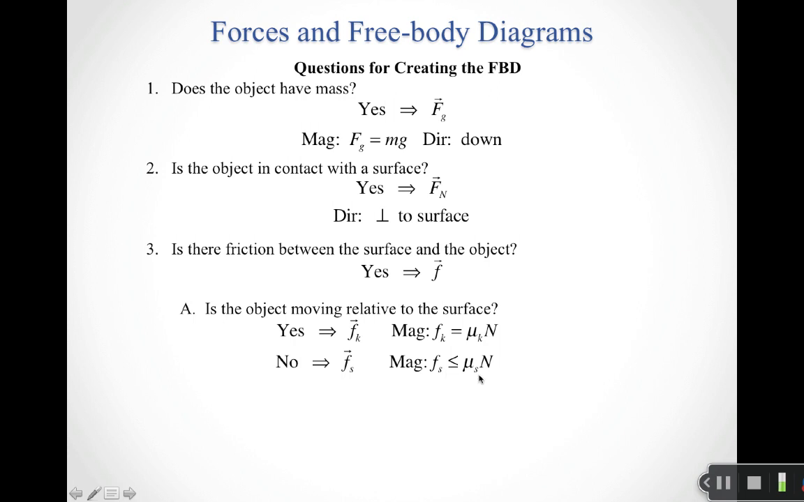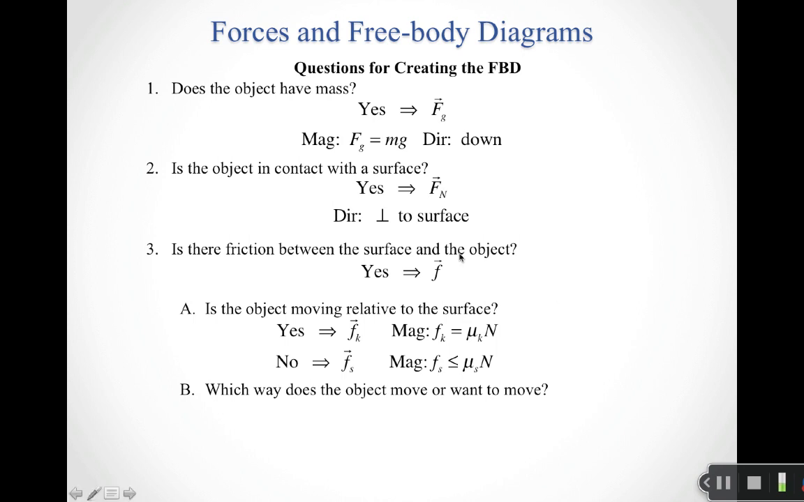The magnitude of static friction, again, is a variable force. It can be as small as 0. It can increase up to some maximum value. So the maximum static friction can ever be is going to be given by the coefficient of static friction times the magnitude of the normal. So this big N here is just a way of saying the magnitude of this normal force.